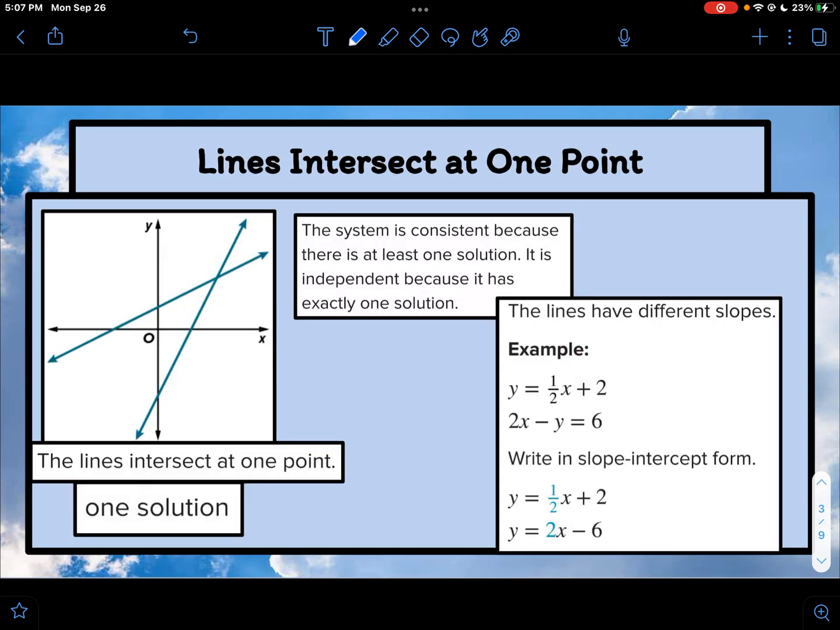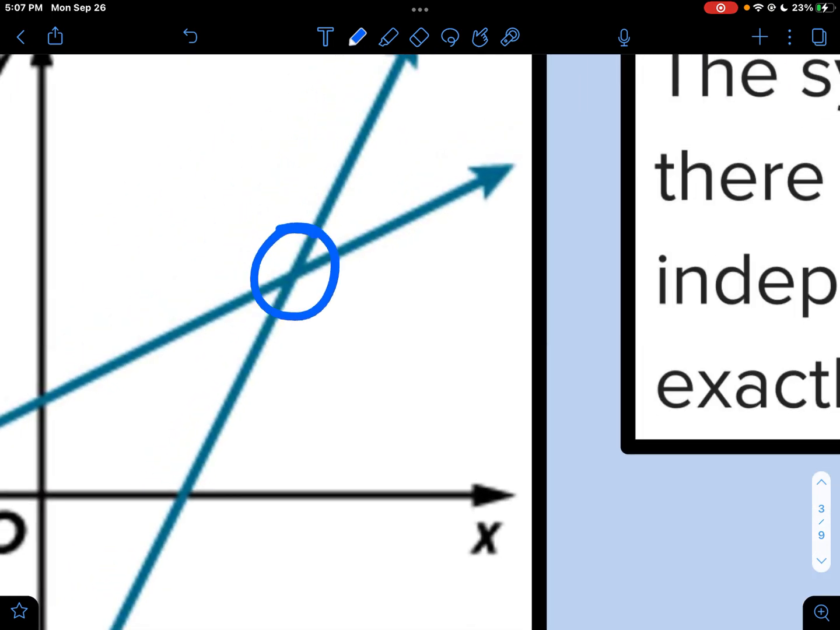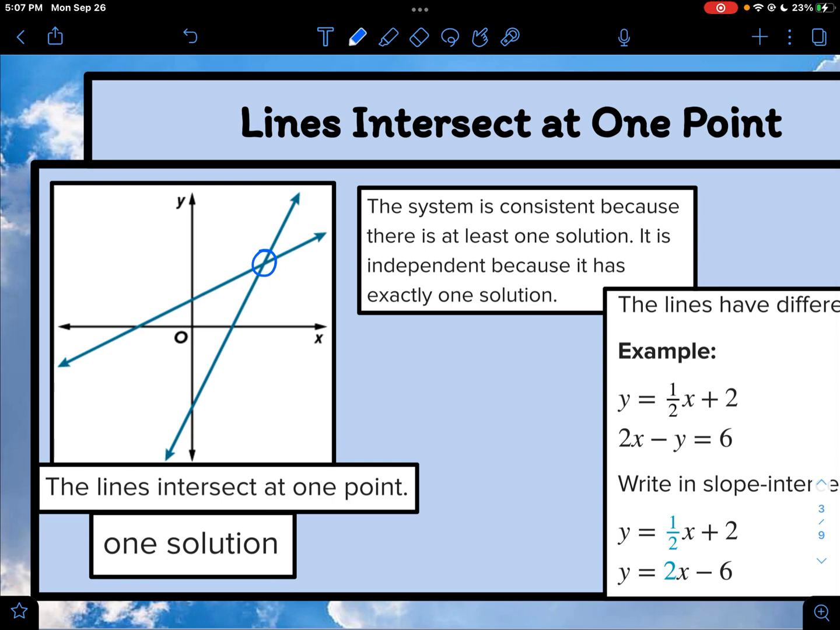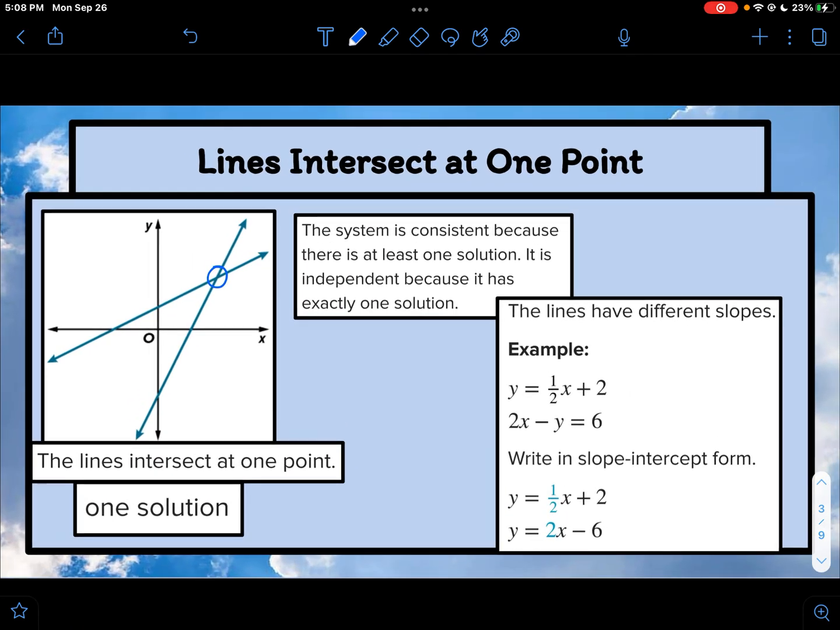Okay, so when lines intersect at one point, that one point would be right there. Okay, this is where I want you to grab out a highlighter. If you didn't pick one up from the back of the room, they're back there if you need one.